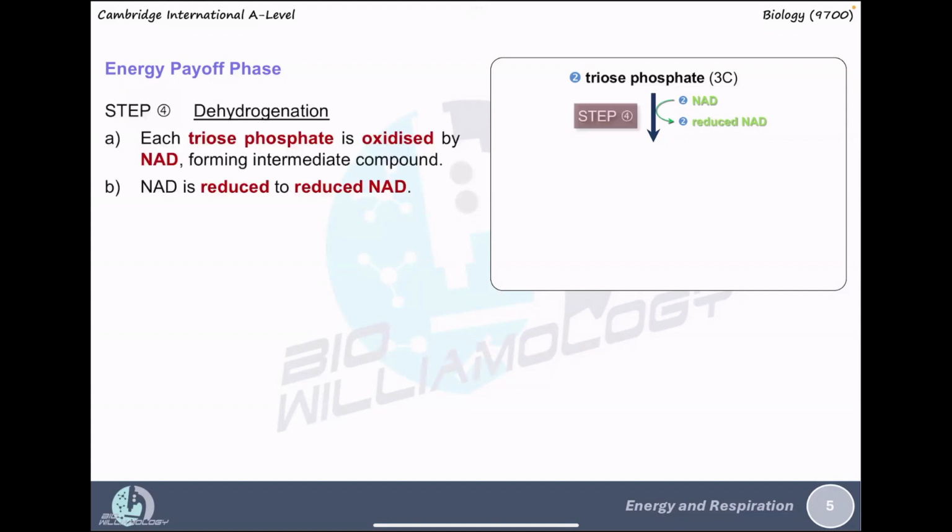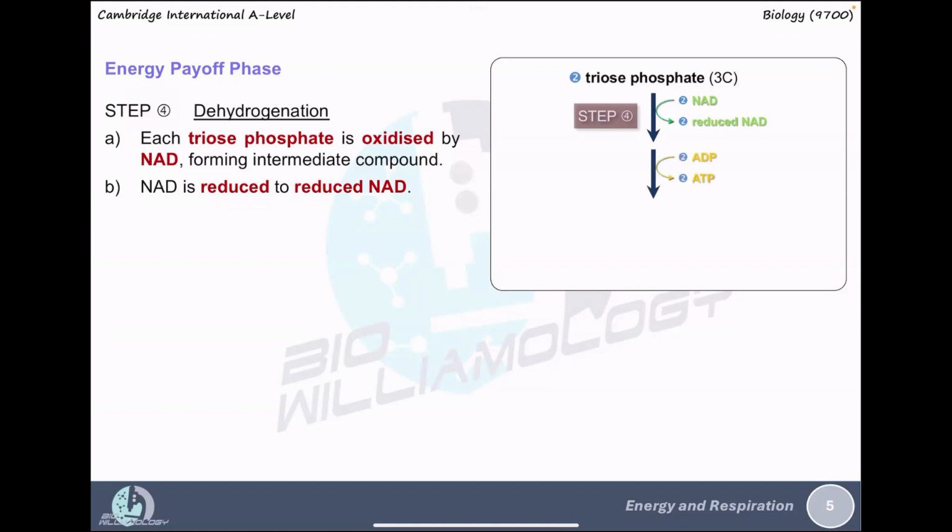Step 4 is termed dehydrogenation. From the term here, 'de' means removing hydrogen atoms from triose phosphate. So each triose phosphate is oxidized by giving out hydrogen atoms, and NAD accepts these hydrogen atoms to form reduced NAD in step number 4.